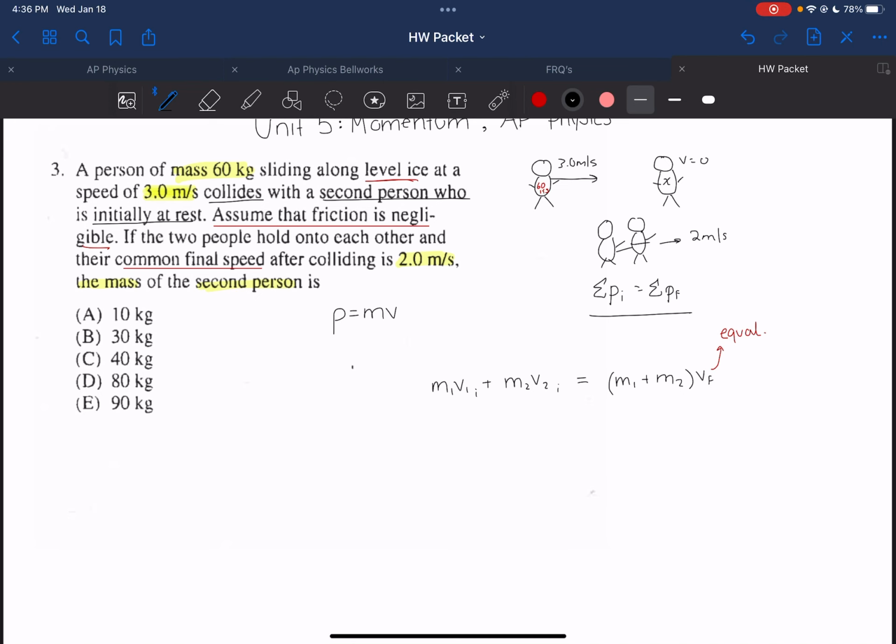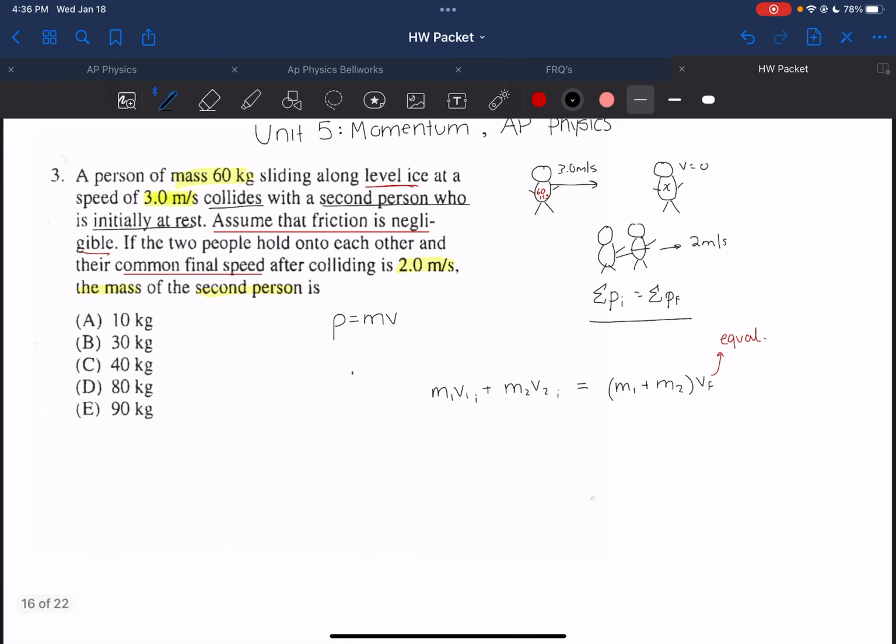We're solving for mass. So the mass of the first person is 60 times their velocity, which is 3, plus the mass of the second person, which we don't know, times their velocity. Their initial velocity is actually 0, so this term will cancel out. That is equal to the mass of the first person, 60, plus the mass of this person, who we don't know, times our final velocity, which is 2 meters per second.